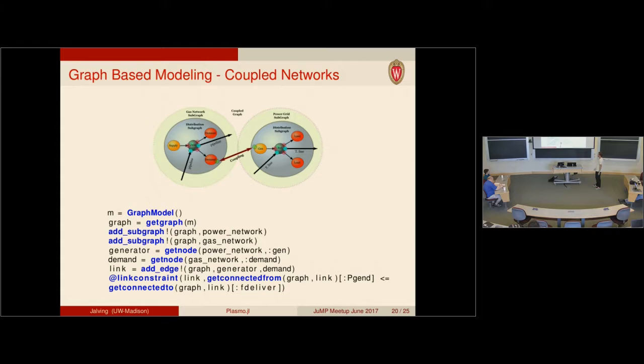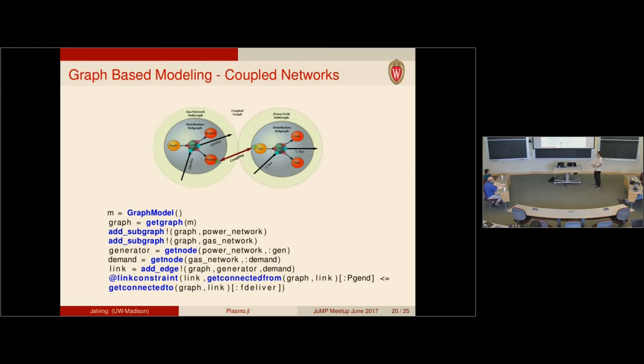An example of how that might look would be, I have a graph model. I can always take the graph out of my graph model, and I can directly add subgraphs. So if I had my power network and gas network subgraphs, I could add those directly to the graph. If I knew where my generator was, I could take that, take my demand, add an edge between those, and do a link constraint.